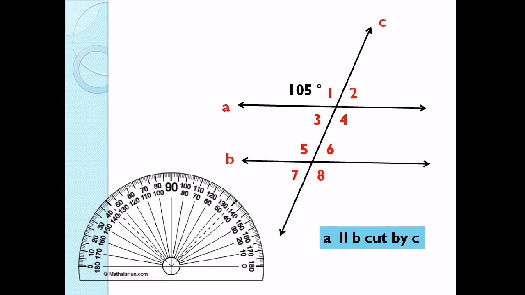Angle 1 measures 105 degrees. Angle 2, 75 degrees. Angle 3, 75 degrees. Angle 4, 105 degrees. Angle 5, 105 degrees. Angle 6, 75 degrees. Angle 7, 75 degrees. Angle 8, 105 degrees. As what you have noticed, may mga angles na parehas ng measurement.